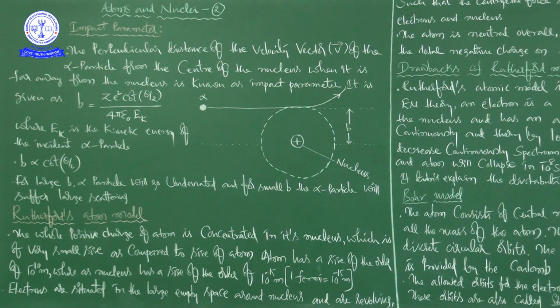From this, you can identify the situation: for large b, the alpha particle will go undeviated, and for small b, the alpha particle will suffer large scattering.